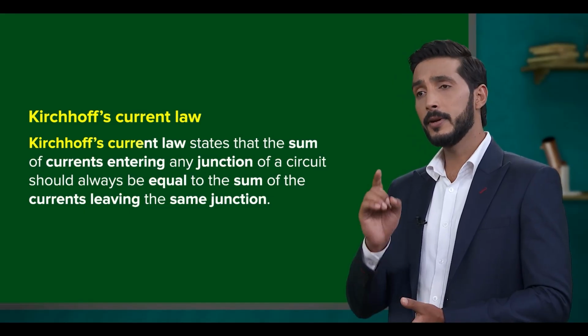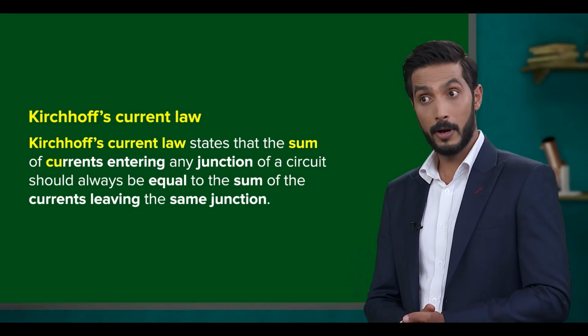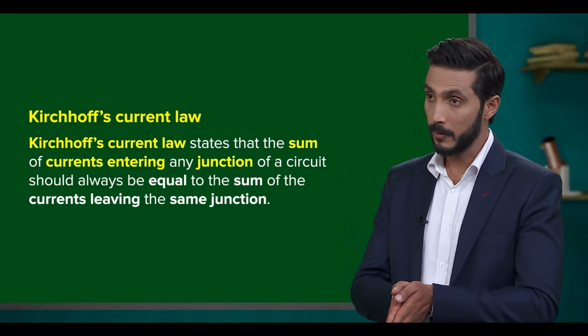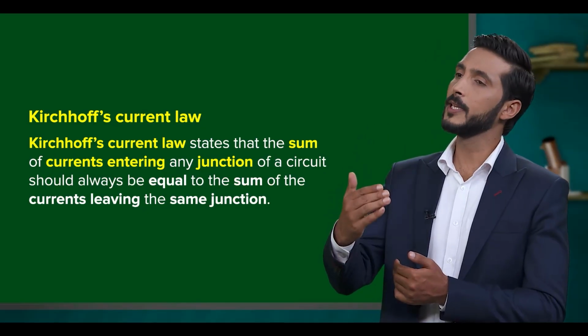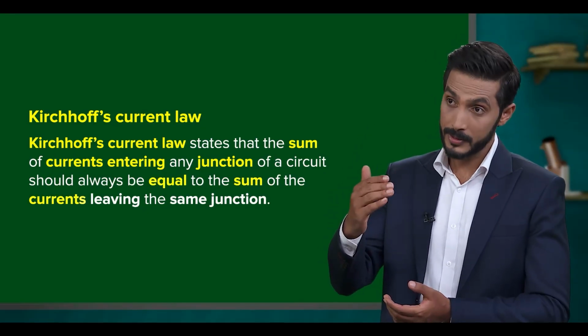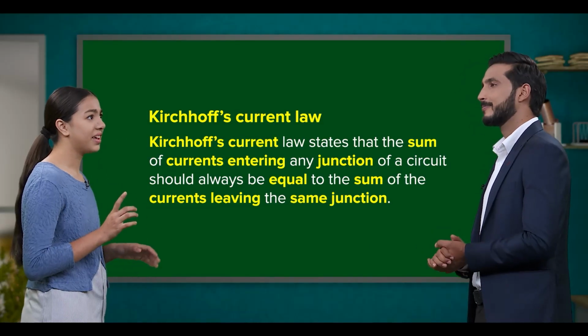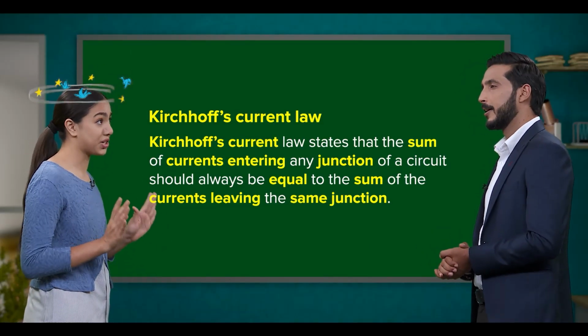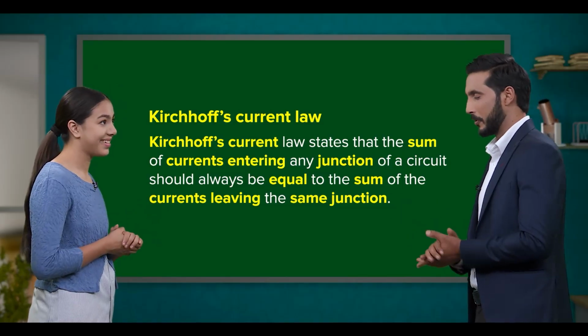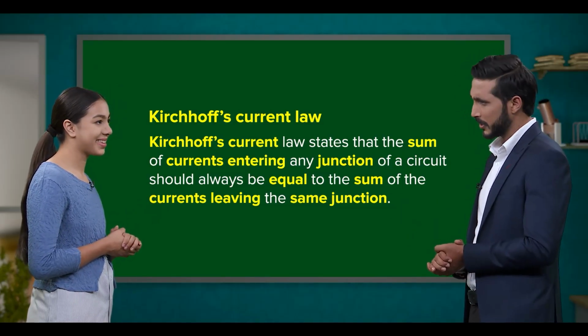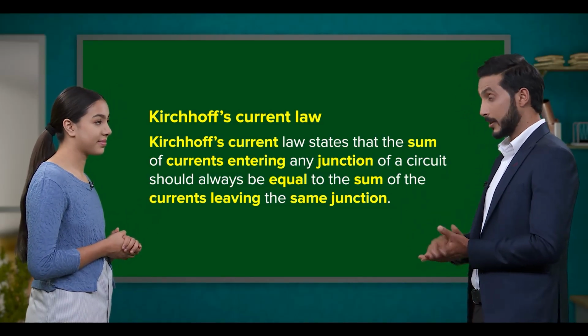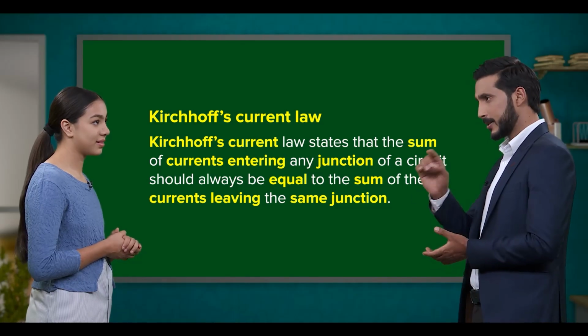You are almost right. Kirchhoff's current law states that the sum of currents entering any junction of a circuit should always be equal to the sum of the currents leaving the same junction. Hold on, that was too much information in one go. Don't worry about it. You will surely get the grasp of it. To make things easier, let's have a look at this circuit diagram.